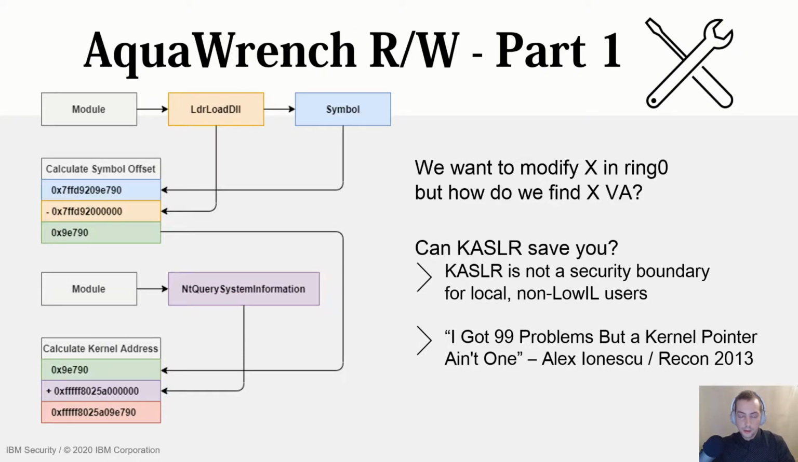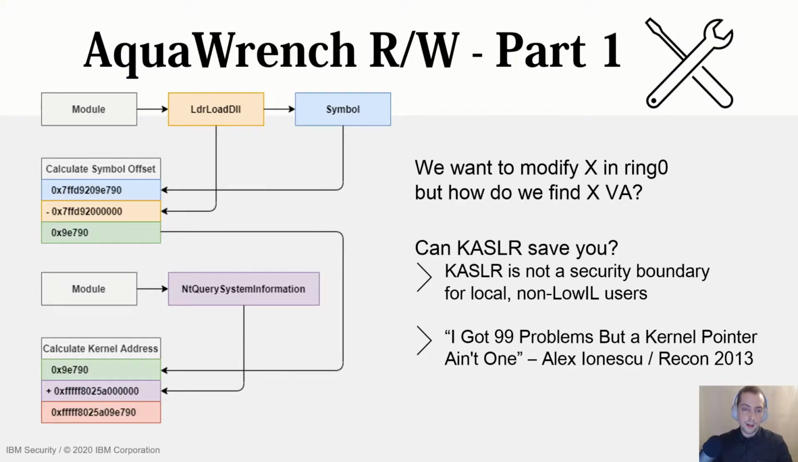Now here on the left in this diagram, we can see one of these types of info leaks. This one is very common and very useful at the same time, so it's probably a good example to give. This technique is used a lot in AquaWrench. So let's say there is a module, test.sys, and we want to find out where a symbol in that module is loaded right now in the kernel. This is the kind of process that we can do here.